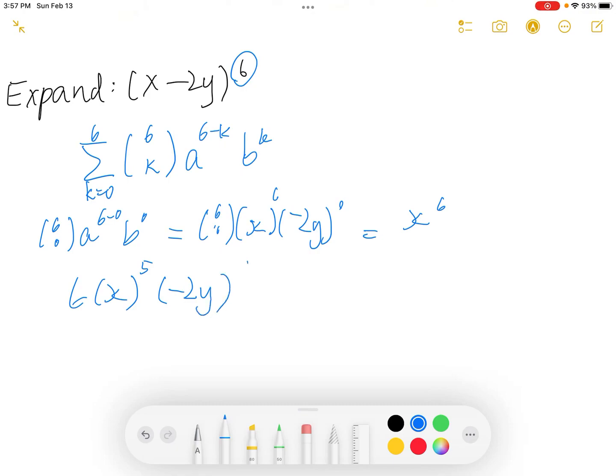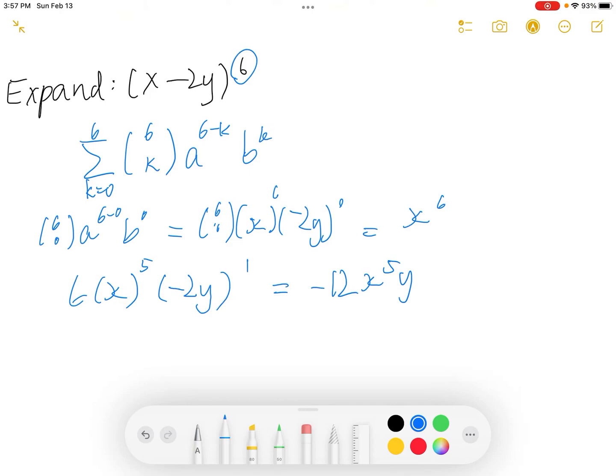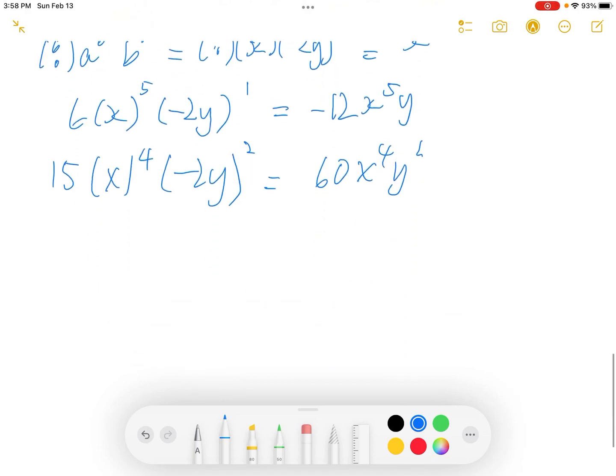And we have negative 2y to the 1st power. So this is equal to negative 12x to the 5th times y. Then we have 6 choose 2, and we know that 6 choose 2 is equal to 15. So we have 15x to the 4th, negative 2y squared, which is just equal to 60x to the 4th y squared.